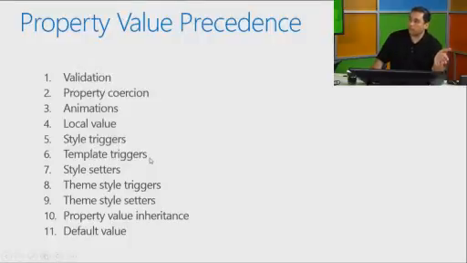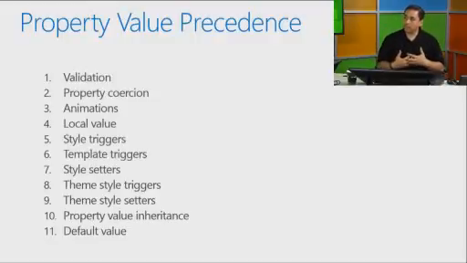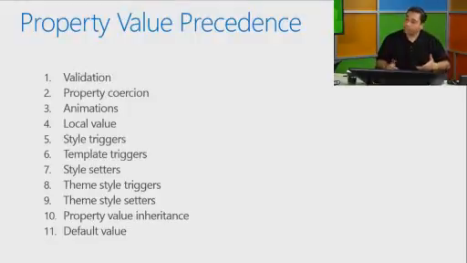But this shows you how complex dependency properties are. Look at all the possible sources that can set a value. It can come from validation or from an animation or a local value or style or theme. So there are lots and lots of places values can come from, and the property system is taking care of all of that for you. That's a really great thing for you to be able to take advantage of.